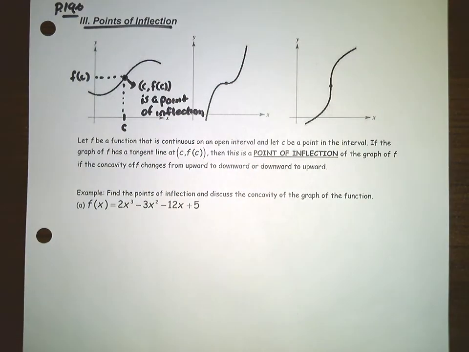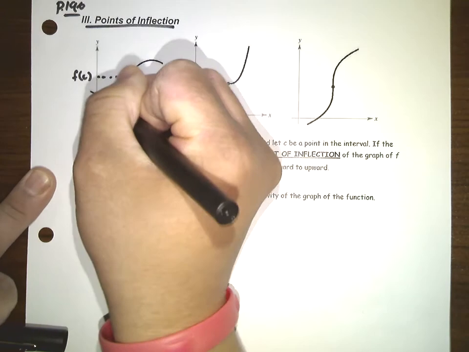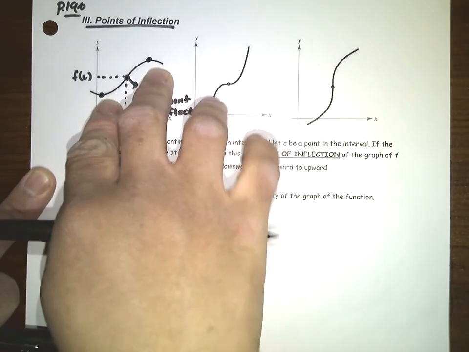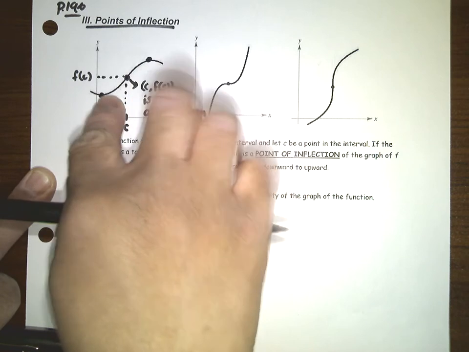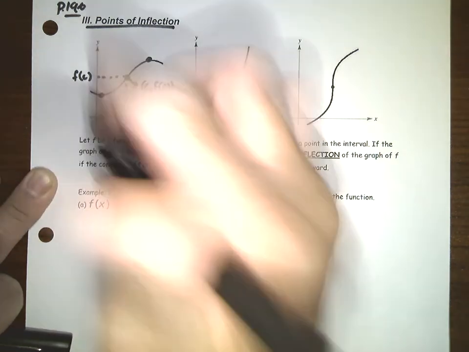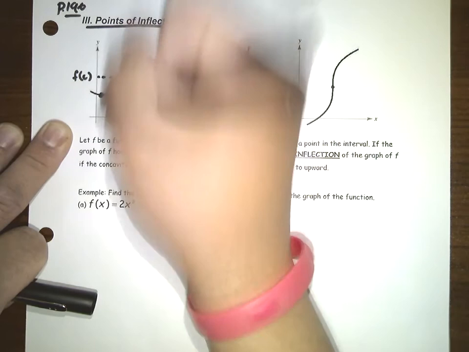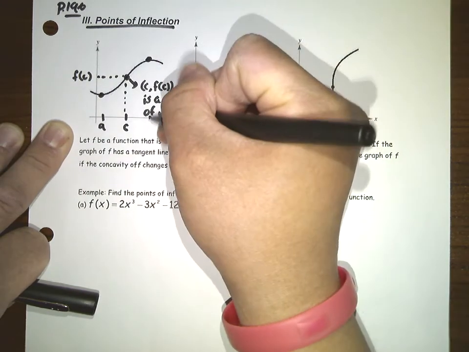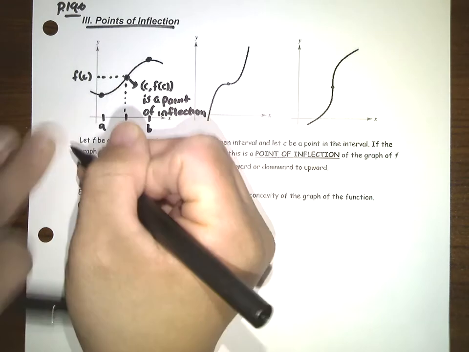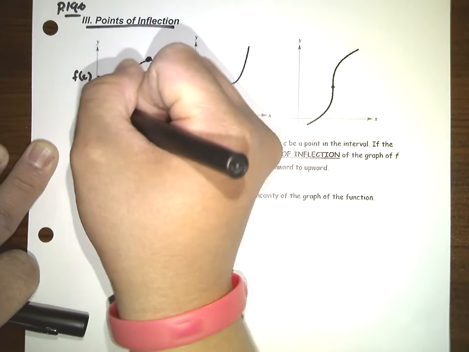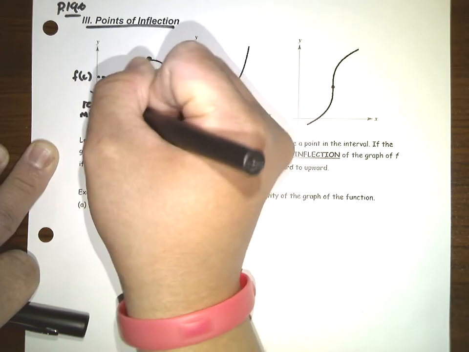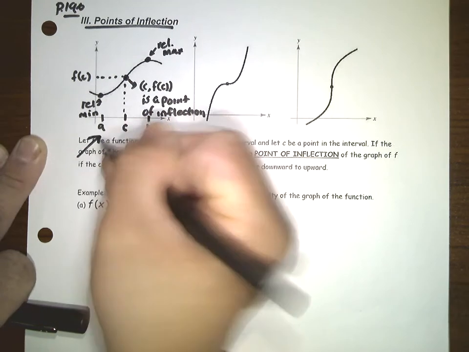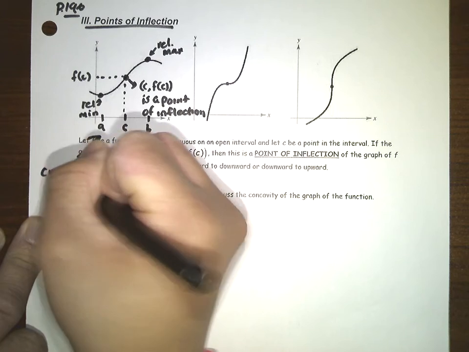And then hopefully you can see that over here and right here we have some critical numbers, the relative minimum and relative maximum. These two would be where the a and the b are. These would be where the critical numbers are, because this is the relative minimum and this is the relative maximum, so we have two critical numbers.